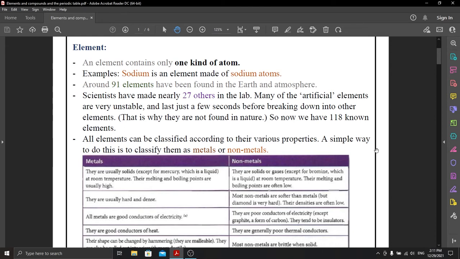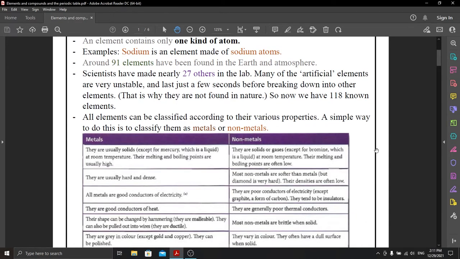Scientists could make 27 other elements in the lab. These artificial elements aren't stable. They are mostly radioactive and they decay in a matter of seconds. And that's why they don't exist in nature, because they are not stable. So most matter that exists in nature is found in stable forms. So these 27 elements decay and they are artificial. They are radioactive and unstable.